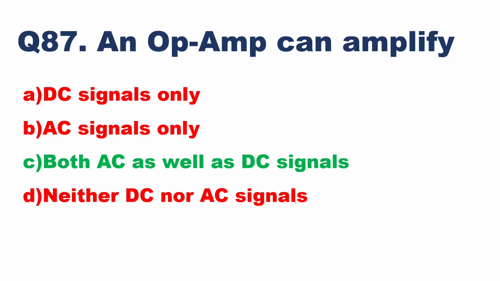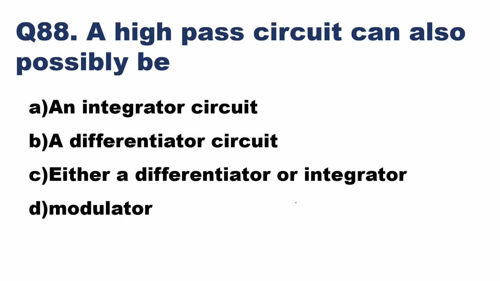Then we'll go to the next question. A high-pass circuit can also possibly be. Options are an integrator circuit or a differentiator circuit. Option C is either a differentiator or integrator. Option D is modulator.